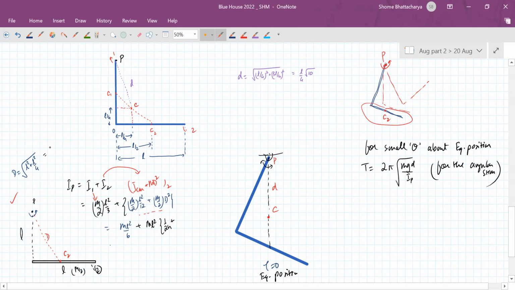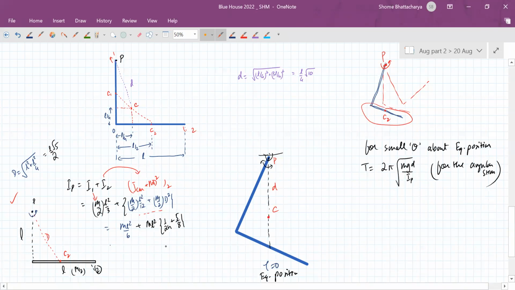So let's calculate the D first. D will become L by 4 root 5, right? So this will be 5 by 4 into half. So this will become 5 by 8. Just check my calculation once, but looks like L by 2 root... Oh, sorry. Yes, that's correct. But when I square it, I'll get the 4 there. So what I've written in the moment of inertia part is correct, I think. Okay, let's check.